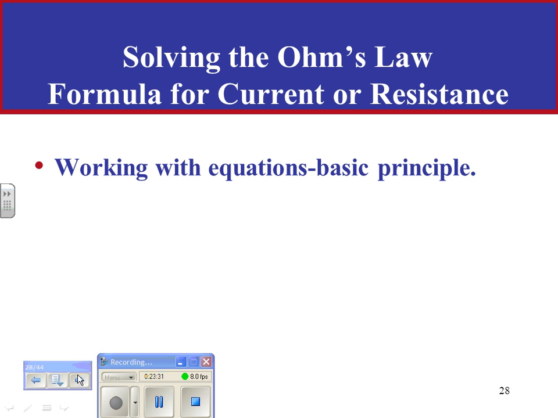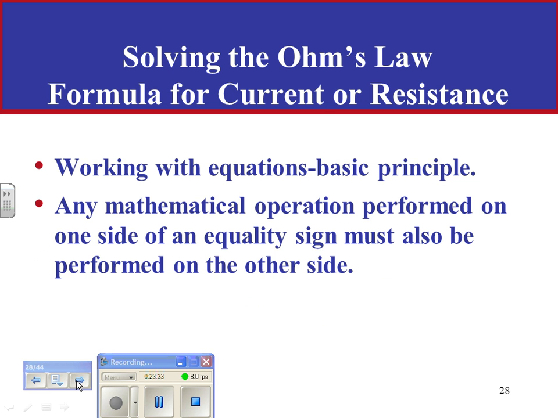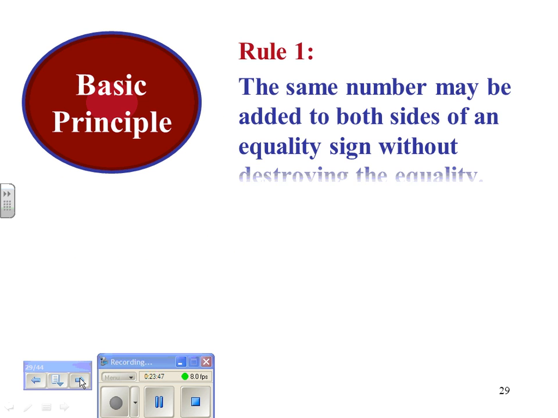Working with equation basic principles. Anything you do to one side of the equation, you've got to do to the other side of the equation. Anybody heard of that back in the 5th grade? Everybody heard that back in 5th grade, or 6th grade, or 4th grade, somewhere back there? Whatever you do to one side, you've got to do to the other. Now, we're going to have a couple rules. I've got to warn you, we have one special rule coming up. Rule 1, the same number may be added to both sides of an equality without destroying the equality. If we add 1 or 2 or 3, we can add anything to either side, right? But generally, we're subtracting something from both sides to get rid of something, right?